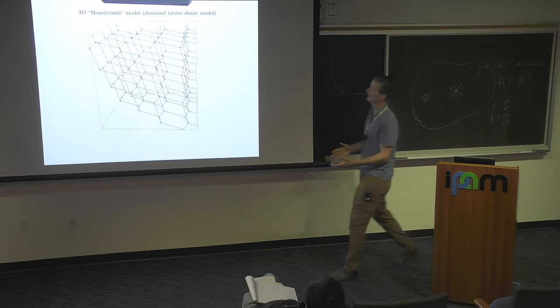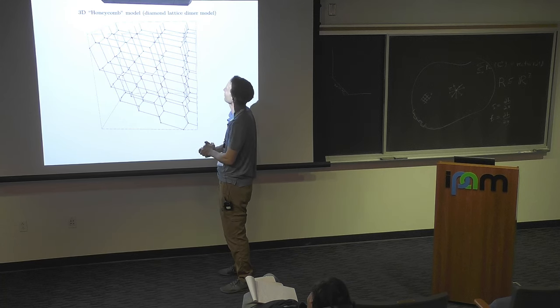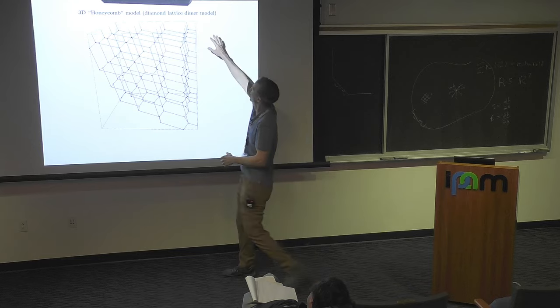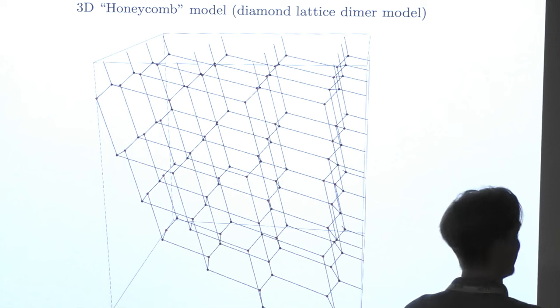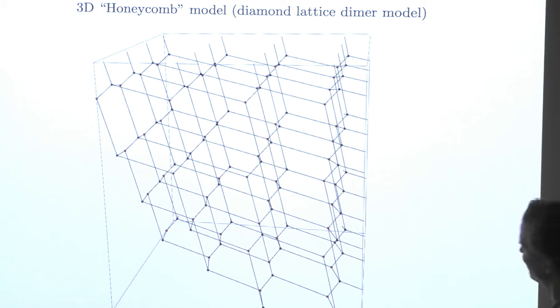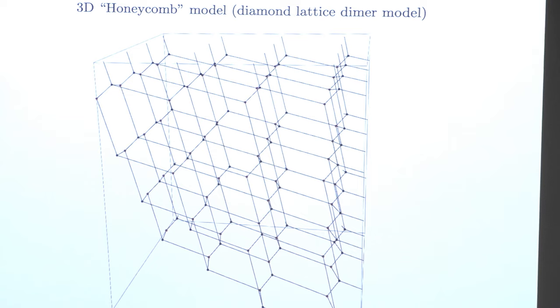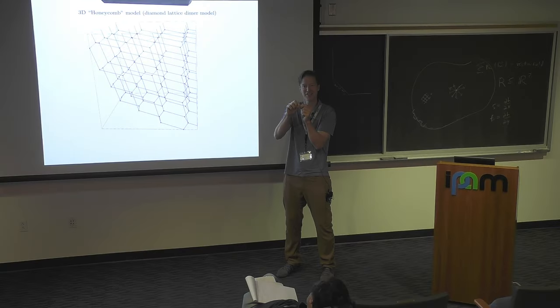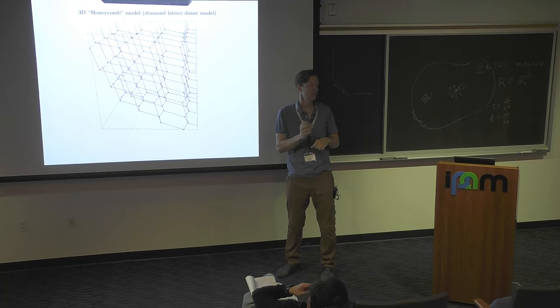Okay, the honeycomb worked in the plane. Let's think about what the analog of the 3D honeycomb model is. And this is just the diamond lattice dimer model. How do you get the diamond lattice? You take Z cubed, where every vertex has degree 6. You split each vertex into two vertices, one white and one black. And the whites are connected to the negative coordinates and the blacks are connected to the positive x, y, and z coordinates.